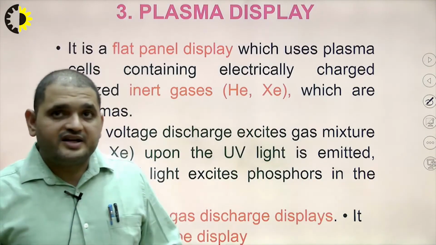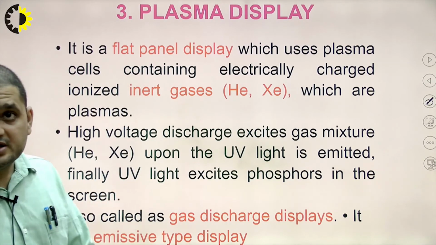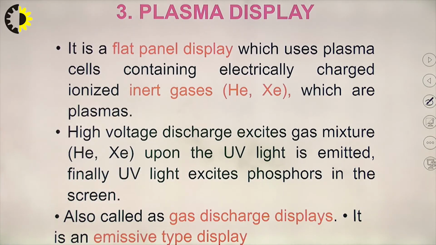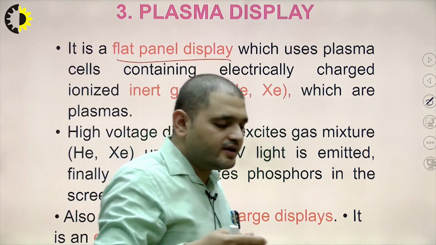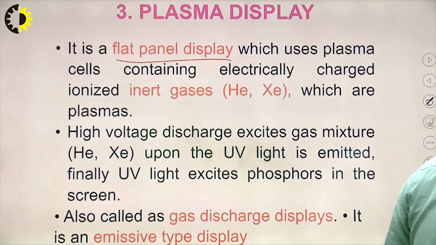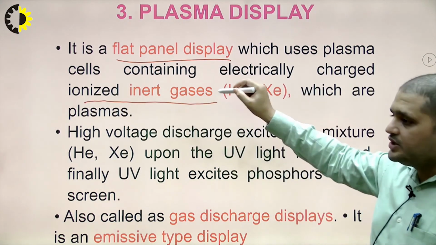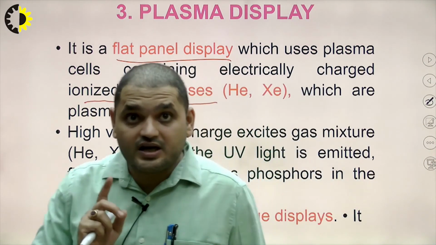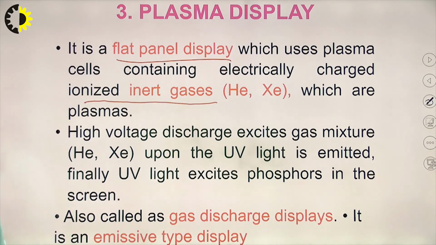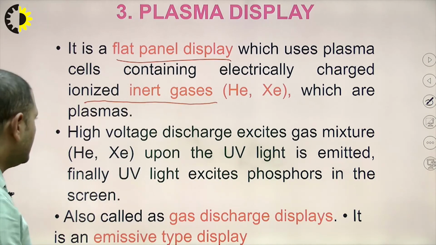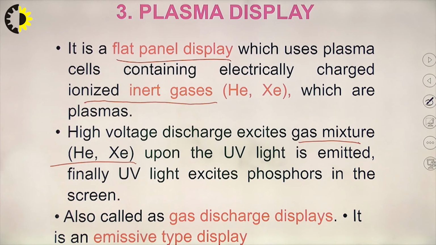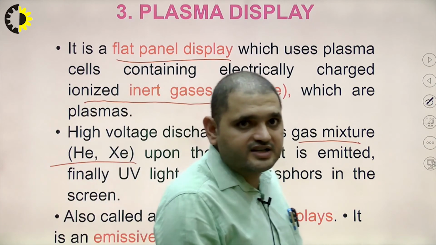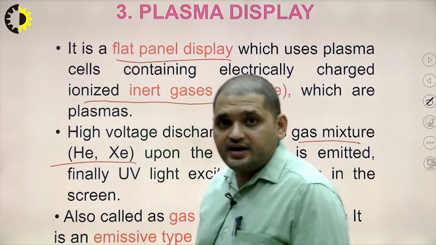Then you have this. After LCD, the plasma display. It is a flat panel display obviously, like LCD, but here the image is of very good quality as the pixel size has been increased. It uses plasma containing electrically inert gas. It uses electrically charged ionized inert gases, that is helium and xenon, which are plasmas basically. A high voltage discharge excites the gas, helium and xenon, upon which ultraviolet light is emitted, and the ultraviolet light excites the phosphor in the screen.